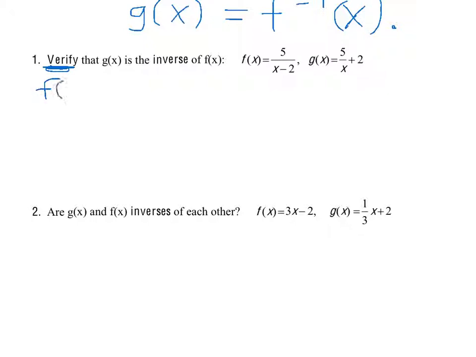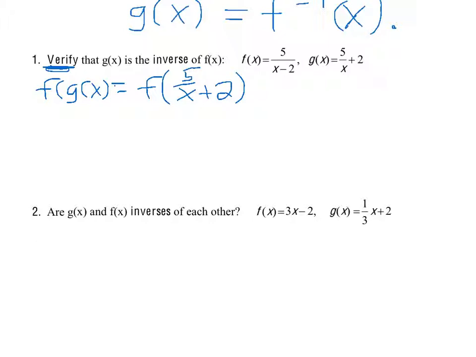So I'm going to do f of g of x, which in this case is f of 5 over x plus 2. Now, since you're basically proving it, go back to your geometry days. When you did proofs in geometry, remember how you had to show every little step? You have to do the same thing here. You can't just throw it in and say, oh, it equals x. You have to show all the math.